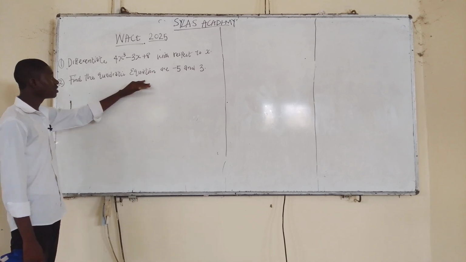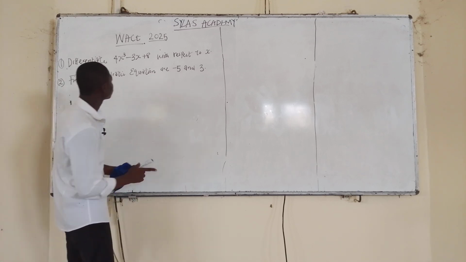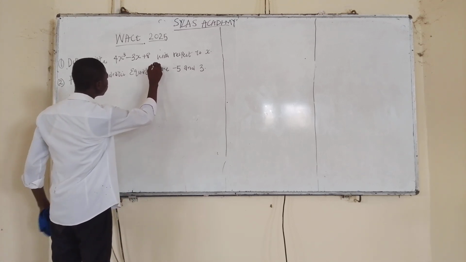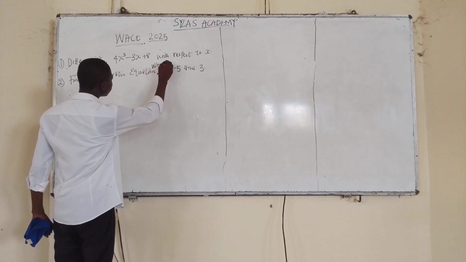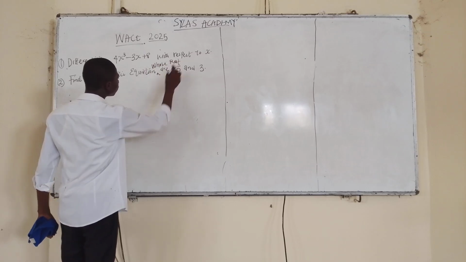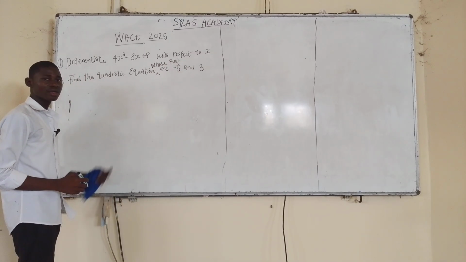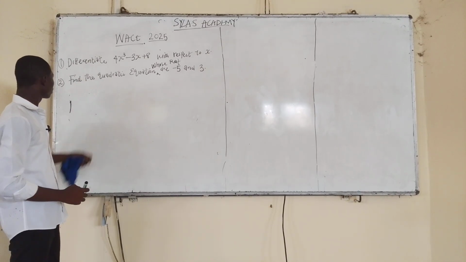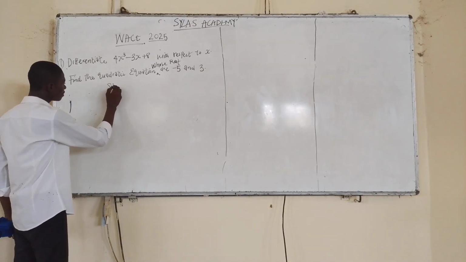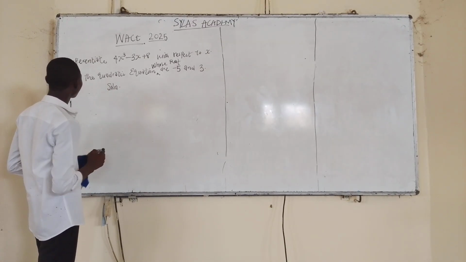So you find the quadratic equation whose roots are minus 5 and 3. How do you approach this question? Let's start with the first one.